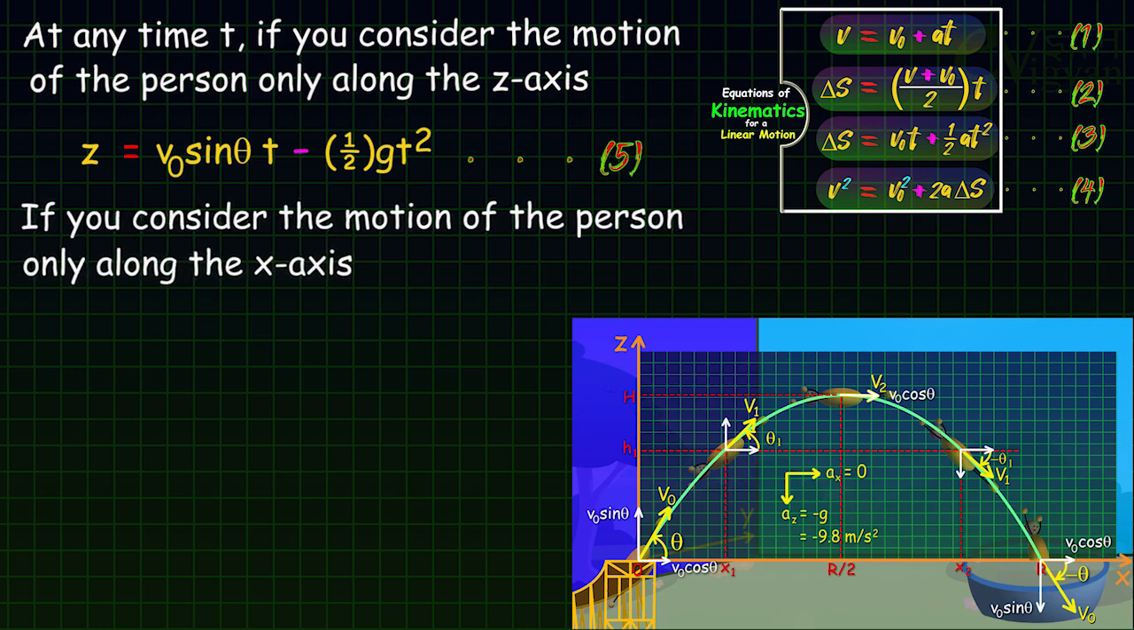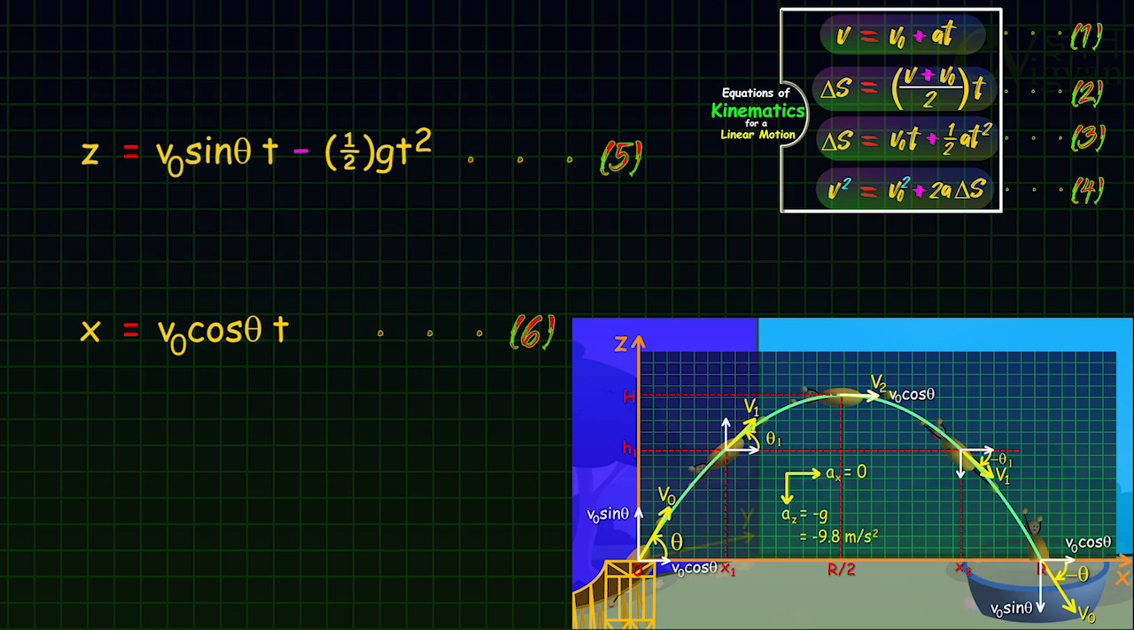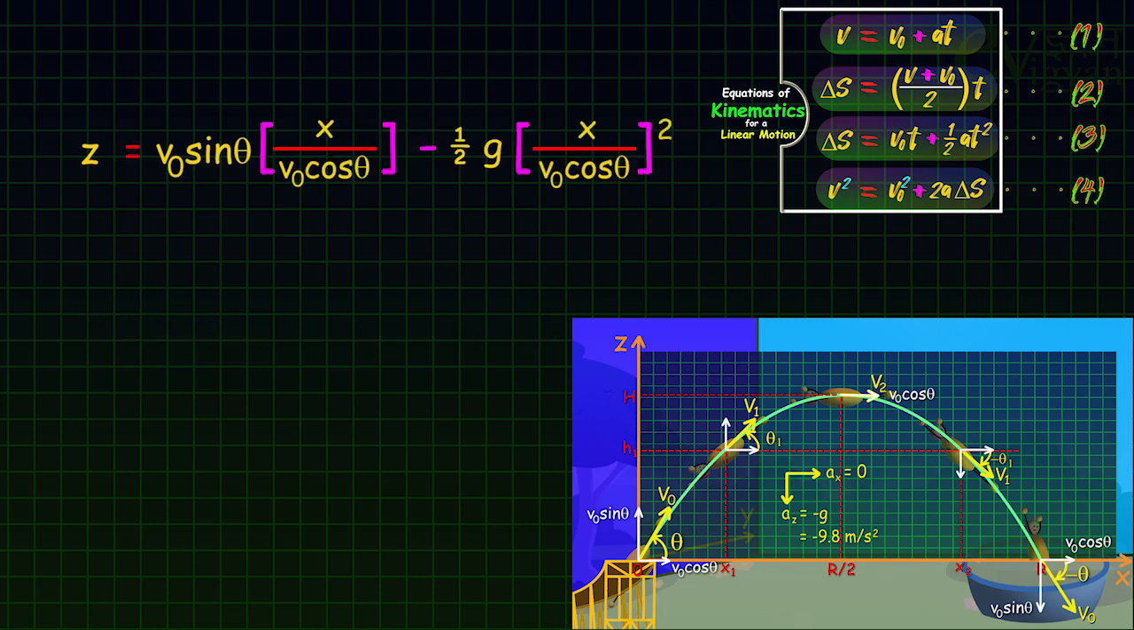If you consider the motion of the person only along the x-axis, then by using equation 3, the x coordinate of the person is given by x equal to v0x t plus half ax t squared, which is equal to v0 cos theta t plus half times 0 times t squared, and finally x equal to v0 cos theta t. This is equation number 6. If you plug the value of t from equation 6 into equation 5, then equation 5 becomes z equal to v0 sin theta times x by v0 cos theta minus half g times x by v0 cos theta whole squared.